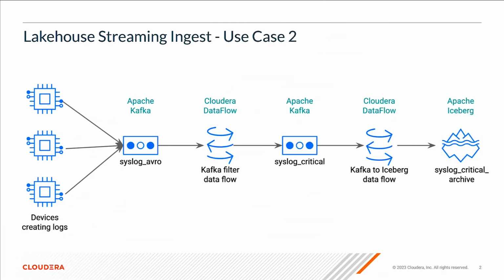Welcome to use case 2 of our DataFlow trial experience. Remember, in our first use case, we developed and deployed a flow that reads data from a Kafka syslog topic, filters out critical events, and forwards them to a destination topic. So now, one of our coworkers has asked us to also persist those critical events in our data lakehouse.